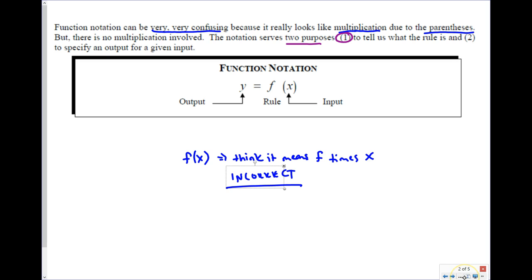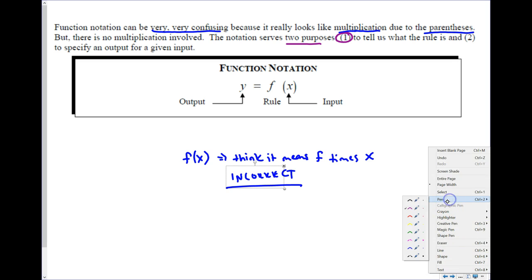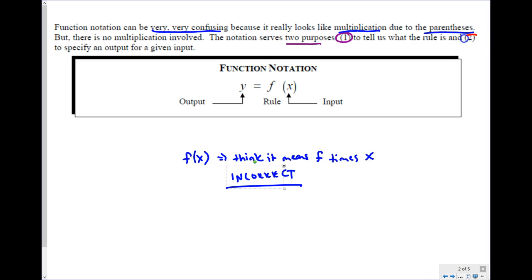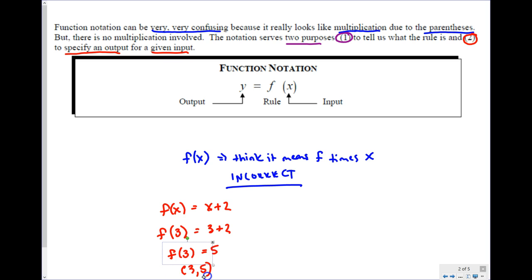The other purpose it serves is to specify an output for an input. In easier terms, it says, hey look, if I have f of x equals x plus 2, and I want to know the output at an input of 3, now I can plug in 3 and say, okay, my output at 3 is a 5. So I have an input of 3, an output of 5. This is a fancy way of saying here's my input, and here is my output.